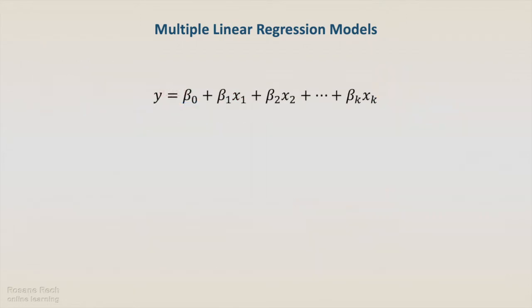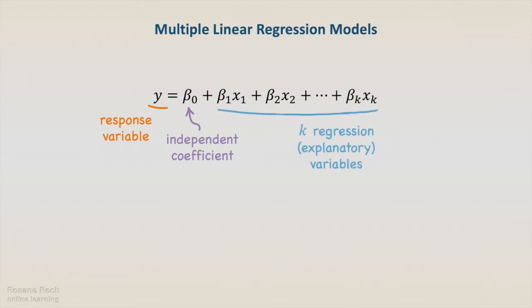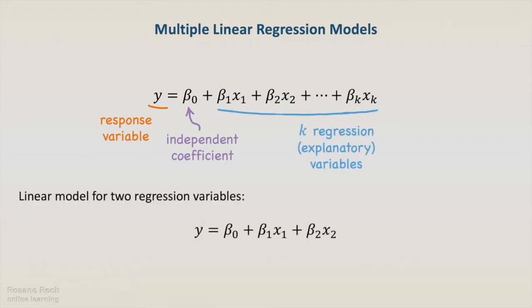The multiple linear regression models follow the general form: the response variable y, as a function of the independent coefficient and k explanatory variables. For example, a linear model for two regression variables has the form y equal to beta 0 plus beta 1 x1 plus beta 2 x2.